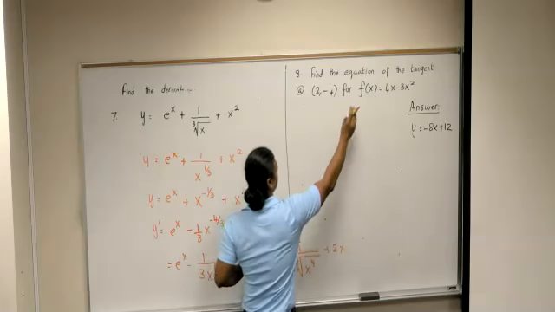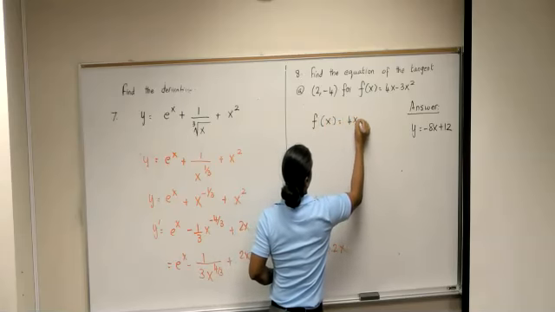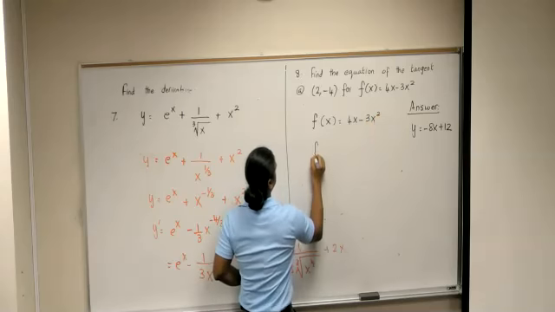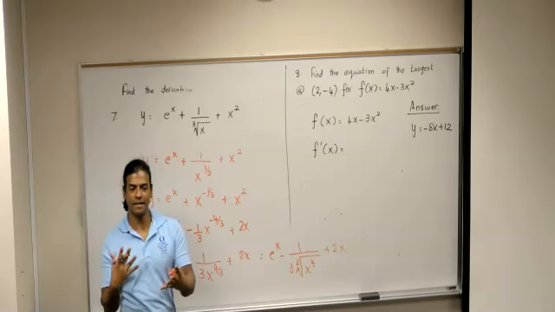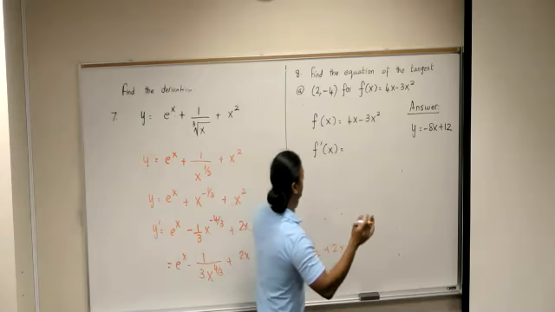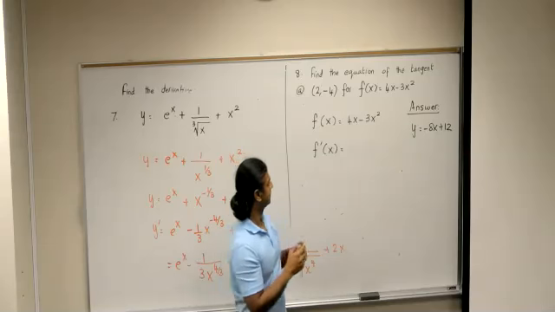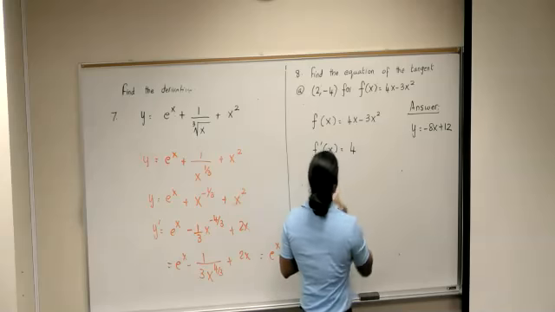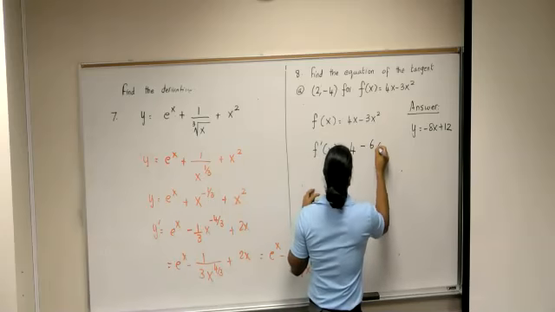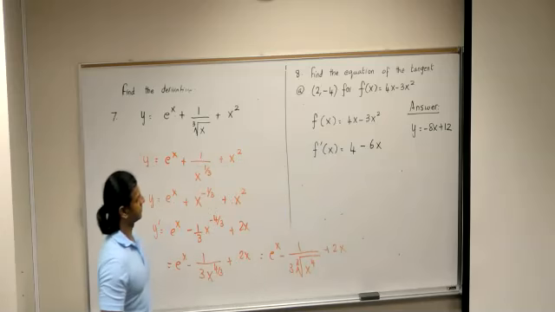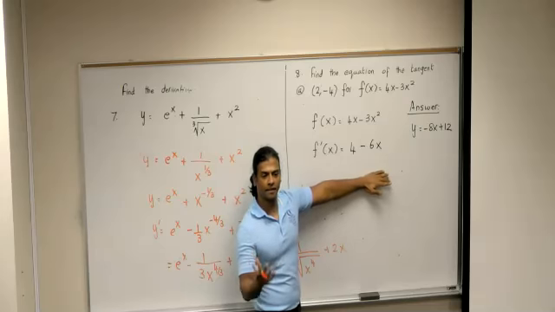But if I know the function, when I take f prime of x, I'm simply finding the instantaneous rate of that function for all values of x. What is the derivative of 4x? Derivative of negative 3. Good. So the derivative is 4 minus 6x.